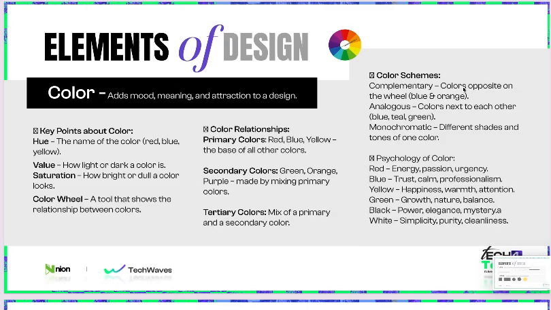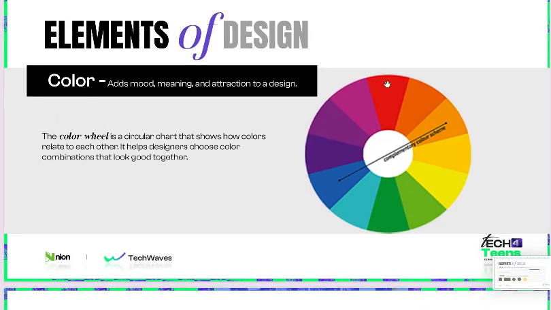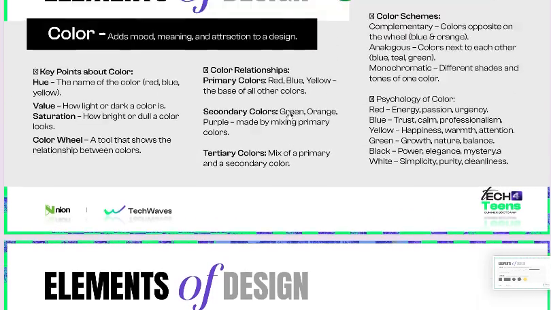Color schemes. This is about how colors relate to each other. This is actually our color wheel. The color wheel is a circular chart that shows how colors relate to each other. It helps designers to choose color combinations that look good together. Now let's go over it.